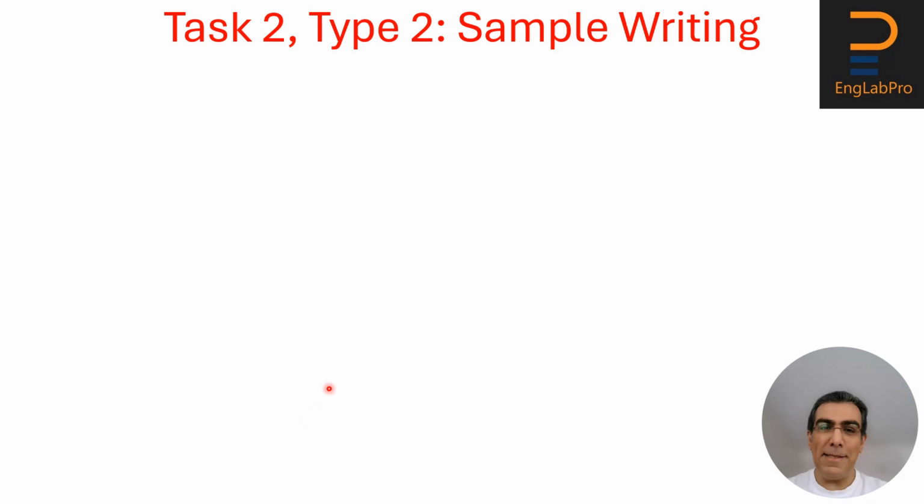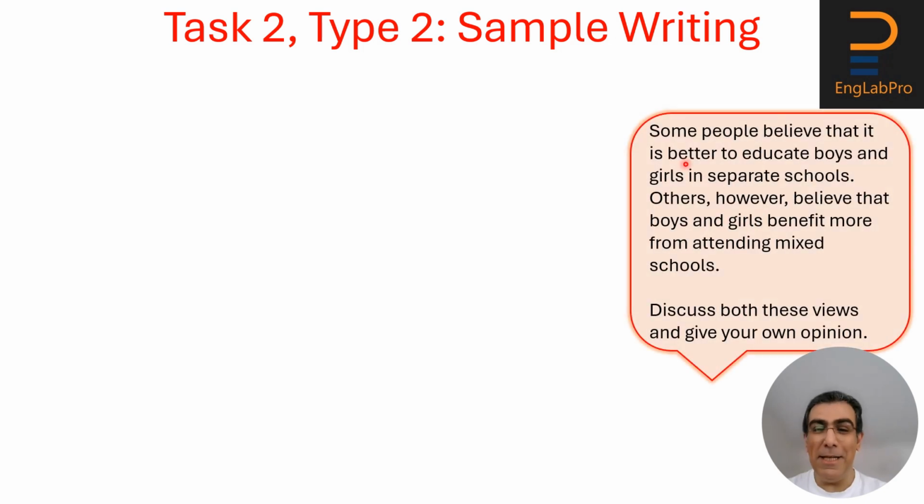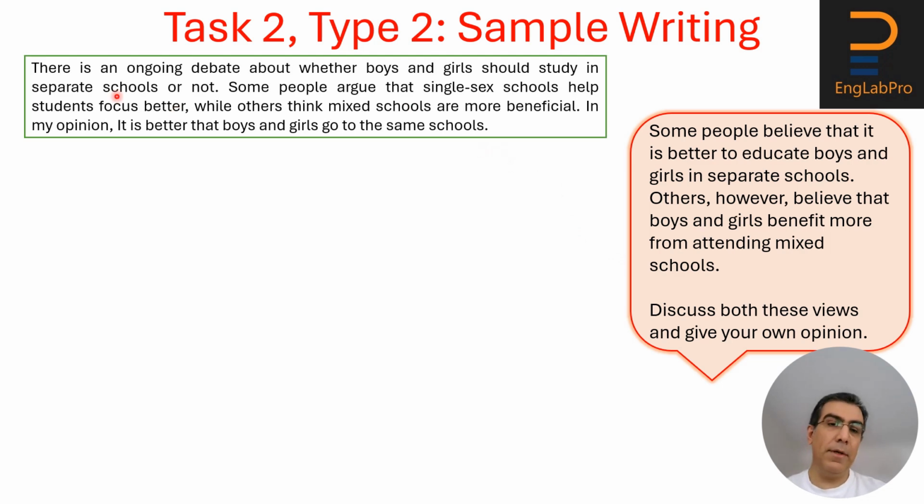Now let's look at the sample writing. We are going to go over that paragraph by paragraph. But first, let's take a look at the question again. Some people believe that it is better to educate boys and girls in separate schools. Others, however, believe that boys and girls benefit more from attending mixed schools. Discuss both these views and give your own opinion. We are going to agree with the second view, I mean mixed schools. Let's see how it is written.